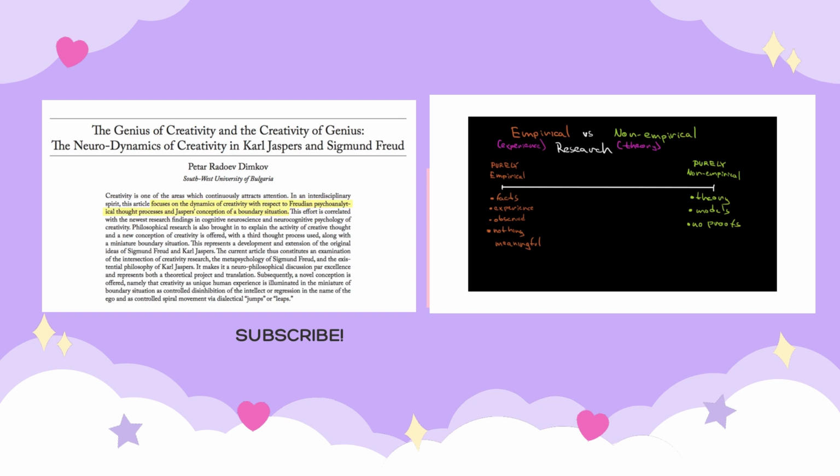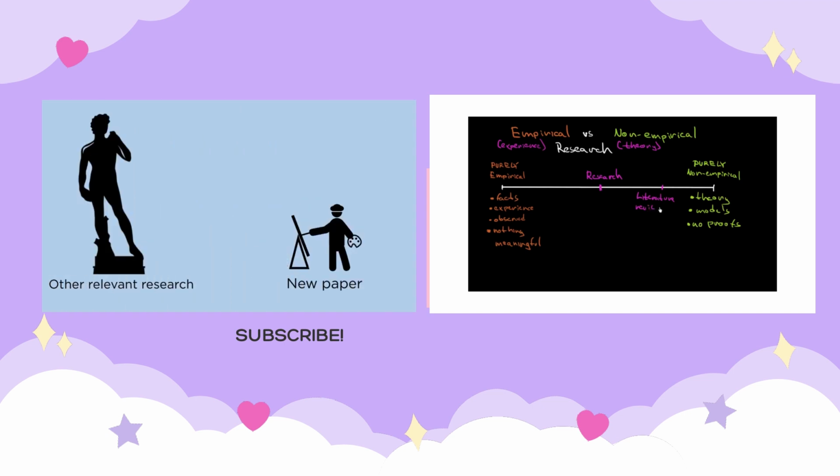However, one thing mentioned in just the third sentence of the abstract leads me to believe that the article isn't empirical. If you are, you can meet the statement, "This effort is sometimes correlated with the newest research findings in cognitive neuroscience and neurocognitive psychology of creativity." With this, it's apparent that they won't be conducting any primary research on their own, but will instead draw from other relevant research that has already been conducted. Literature reviews are almost purely non-empirical research, and almost every sentence is referenced.